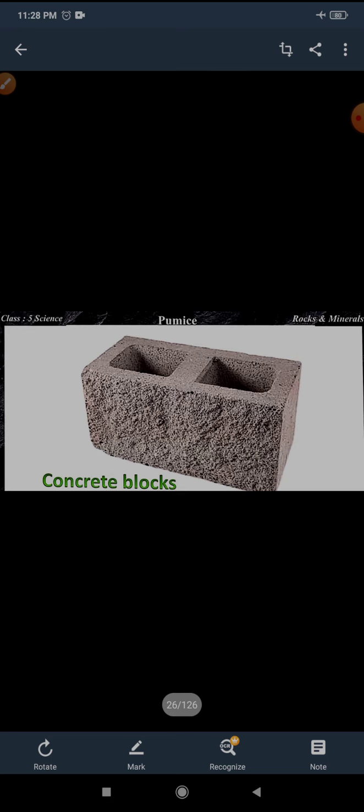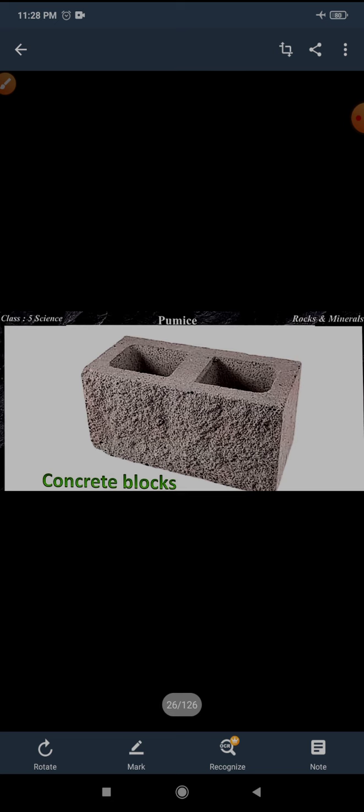So we have studied three examples of igneous rock. The first was granite, the second was obsidian, and the third was pumice. How is granite formed? It is formed by the slow cooling of lava. Obsidian is formed by the quick cooling of lava. And how is pumice formed? It is full of holes and is formed from lava, with a lot of air in it. Now the next, and its uses also.